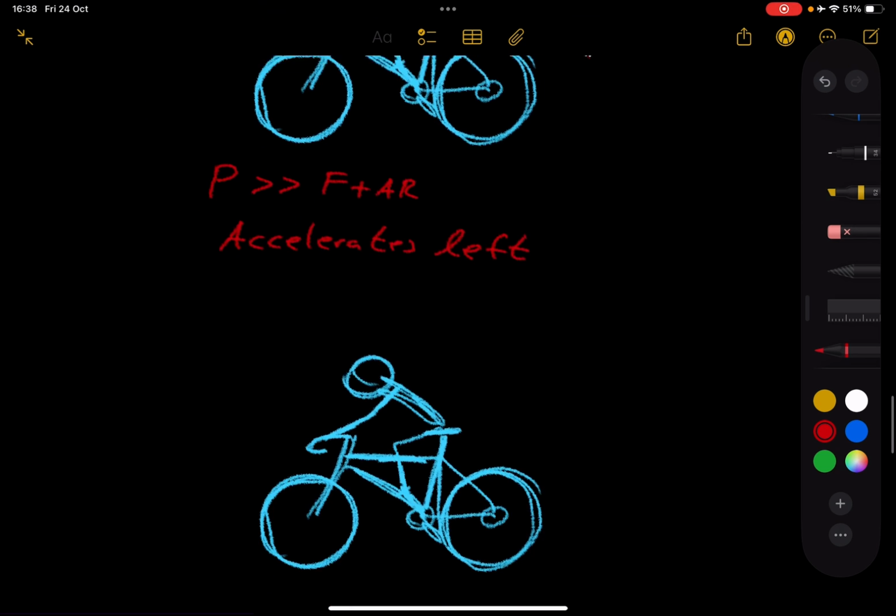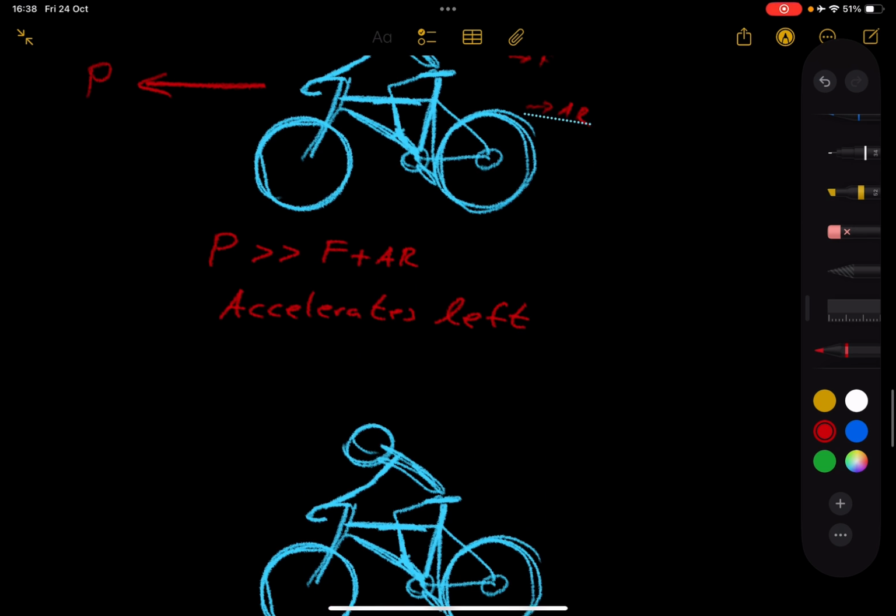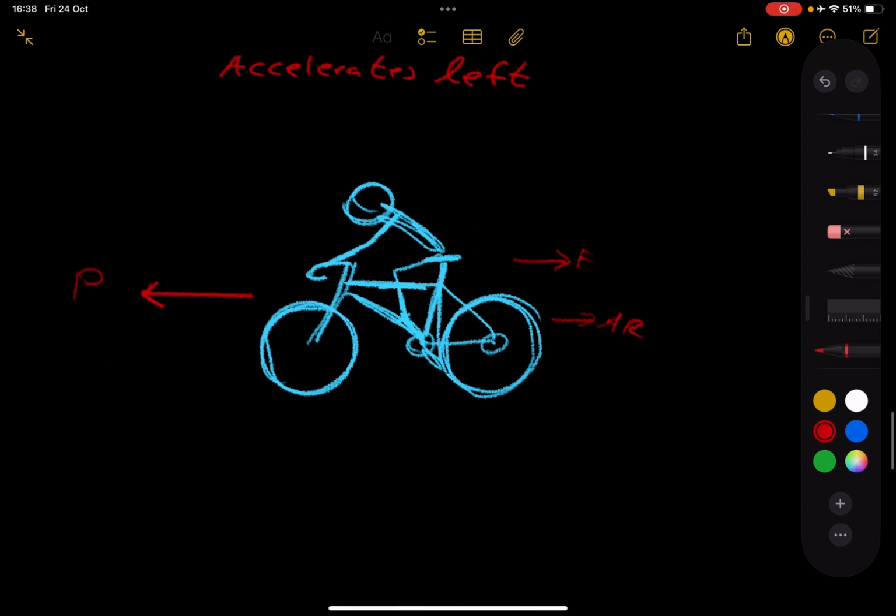Now let's consider a moment later. He's probably going to have more or less the same pedaling force. It does vary slightly, but we'll say that he's not going absolutely nuts on this. As you start moving, your friction and your air resistance both increase. Let's say the pedaling force is equal to friction plus air resistance once you're moving at a certain speed. That means there's no acceleration, and you will just continue moving at the same speed.